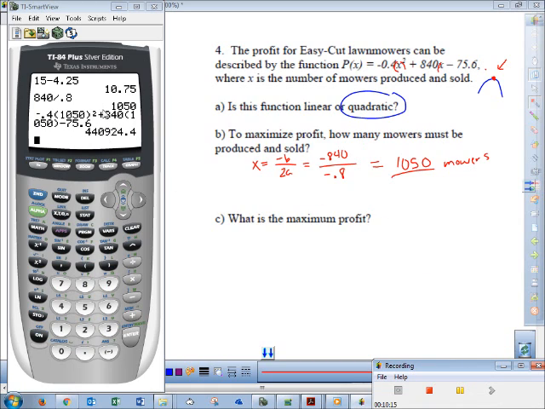And this is what I got. I just substituted all that stuff in. Just make sure you got that little guy squared. A lot of people accidentally forget that. And it's a big number. It should be a big number. We're talking about the profit of making mowers, so $440,000.